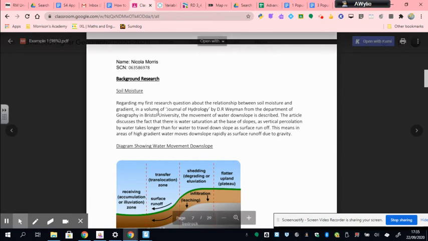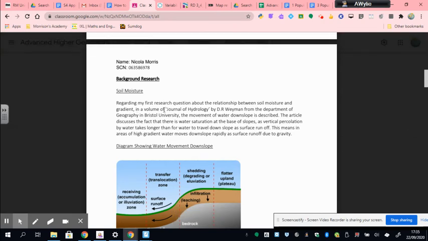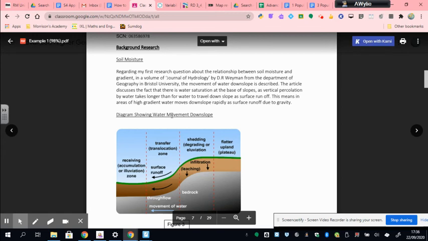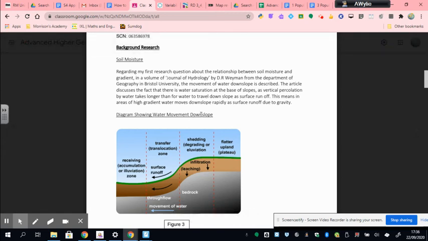But she's restated what she's researching, and then she's gone straight into saying, in the volume of Journal of Hydrology by Dr. D.R. Wayman from the Department of Geography at Bristol University, and then explained what this person discovered. She has also included a diagram, which she's referring to here, showing water movement down slope. So she's explaining what should happen to the amount of water found in the soil on different gradients. She's not done it based on what she thinks, she's done it based on this piece of research that she has discovered. She's directly cited it.